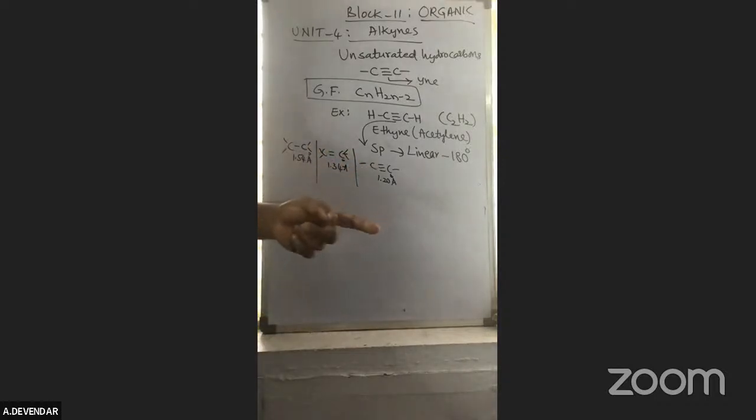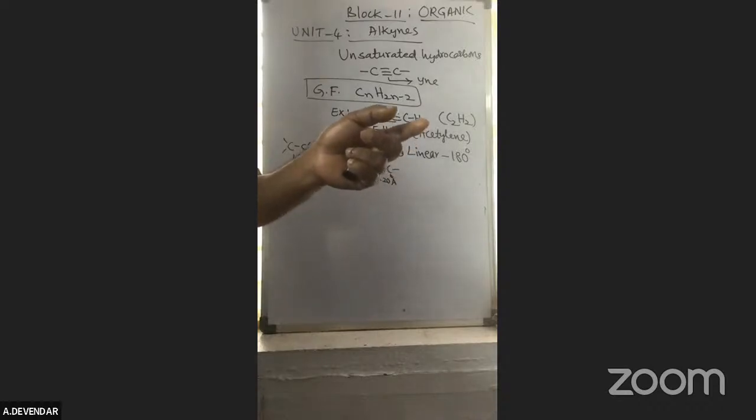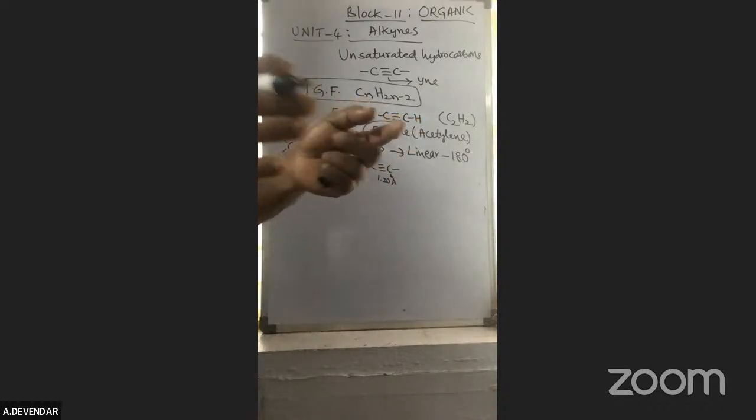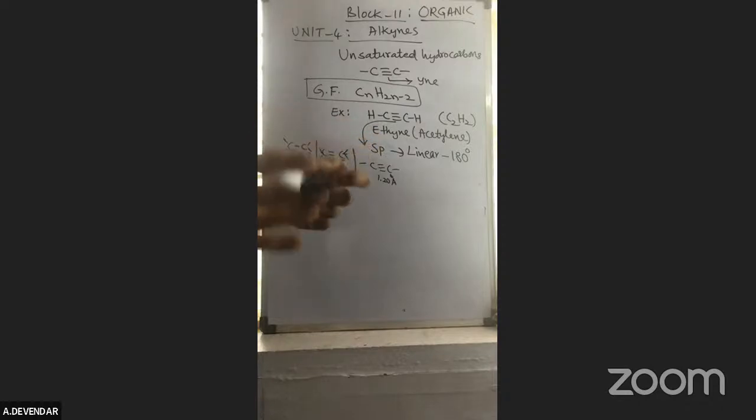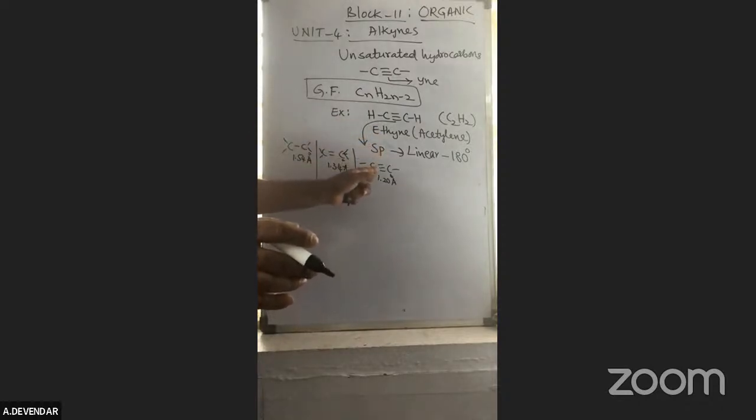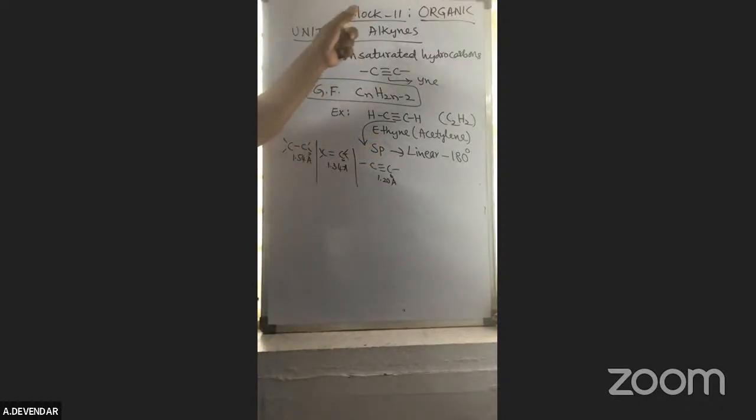If you observe, the carbon-carbon atoms are very close to each other. That means it is very unsaturated. That's why it is an unsaturated compound, present in the alkyne series. The positional isomerism and so on we can discuss later.